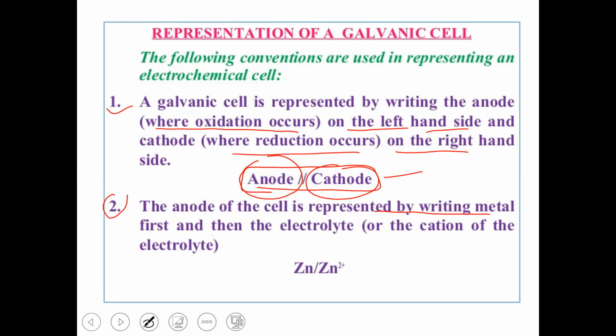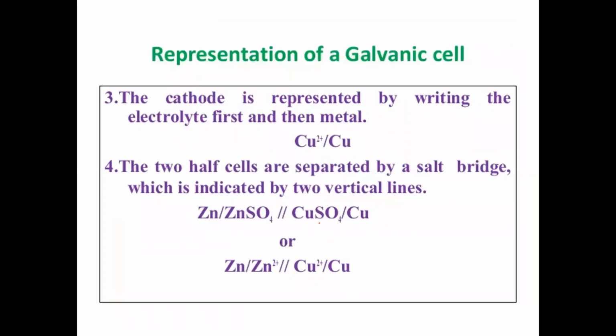So in the Daniell cell, in the anode chamber, the zinc acts as the anode electrode. That is why we write the zinc metal. After that, we write the metal ion, that is Zn2+. Like that, we can write the cathode as well.